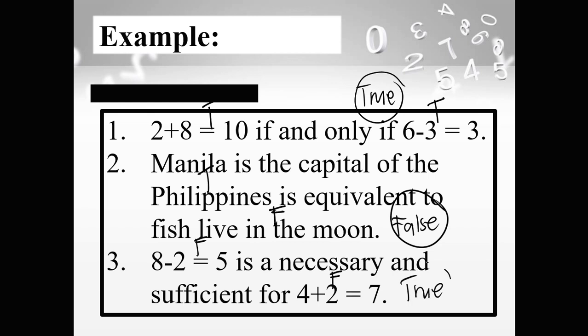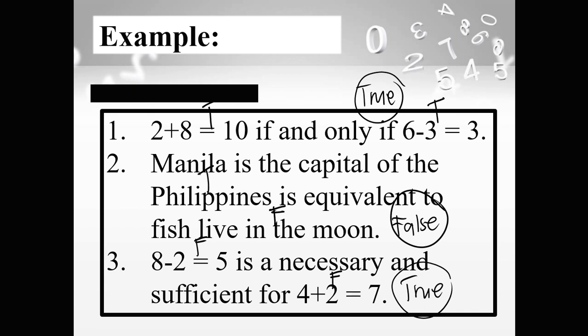At kapag parehong false, what will be the final answer? We have true. Okay? So, ayun po yung ating 5 main logical connectives. So, review po tayo. We have 5. We have conjunction, disjunction, negation, conditional, and biconditional.